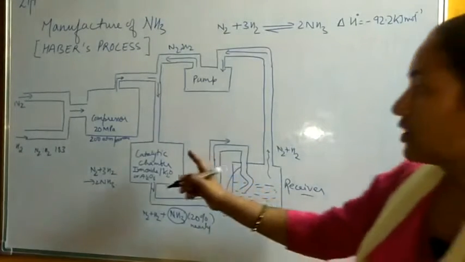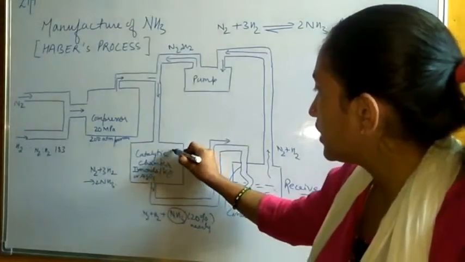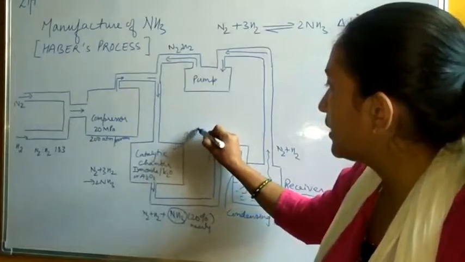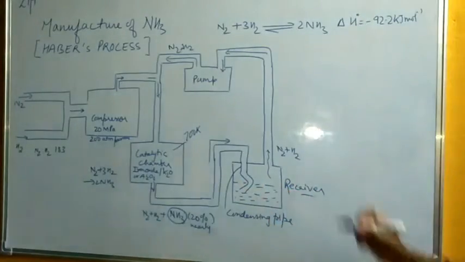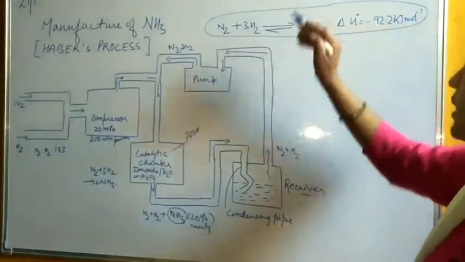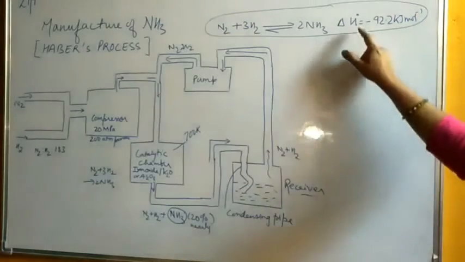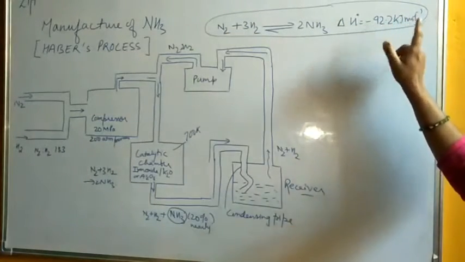And in the catalytic chamber, heating is also done here, and students, the temperature which will be maintained will be 700 Kelvin. Now students, if you see this reaction here, nitrogen and hydrogen give ammonia, you can see that it is a reversible process, and the forward direction is an exothermic reaction.